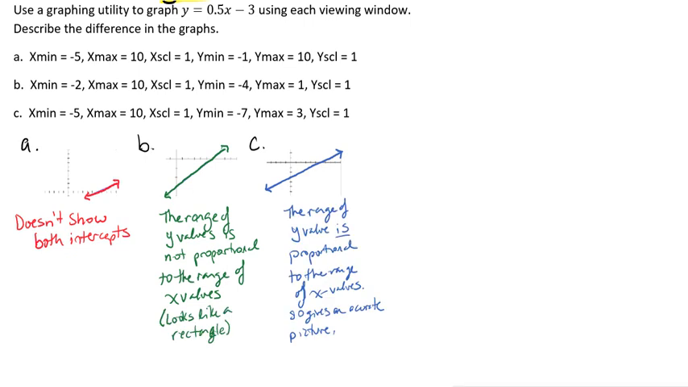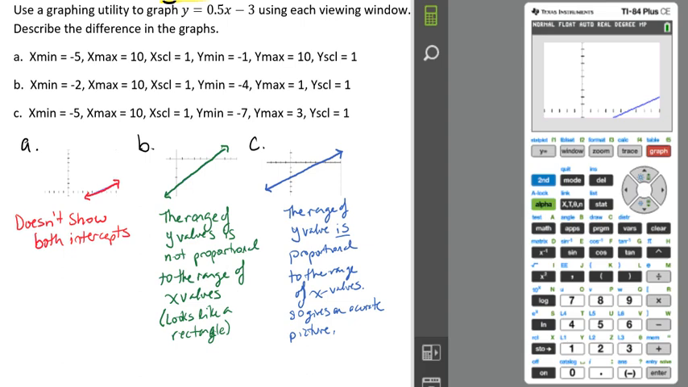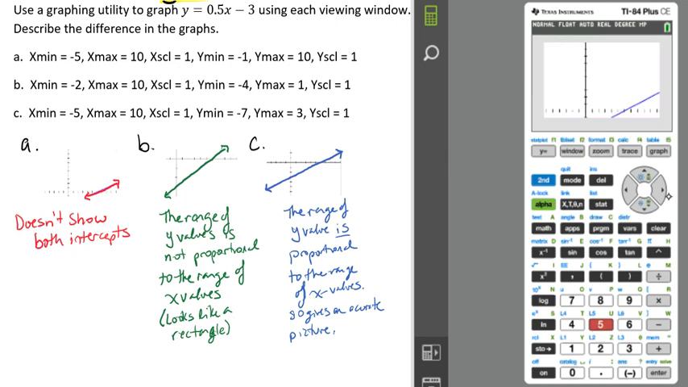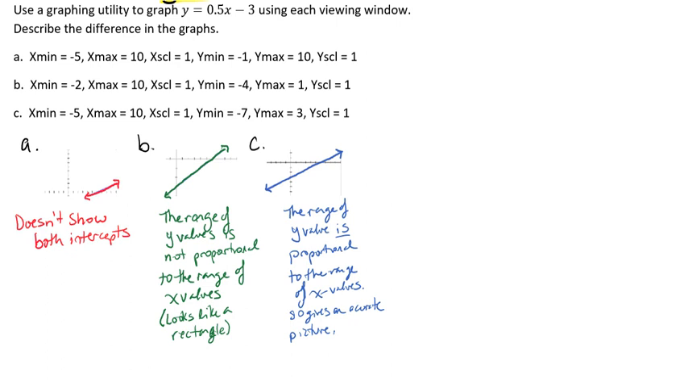So here on C, the range of the y values is proportional to the range of the x values, so it's going to give us an accurate picture because it's going to be kind of like square. So if we pull back up our graph and we go to zoom and we click on 5 for square, we see that our graph doesn't really need to change, and we're getting that squared look, so that our graph is proportional in its picture.